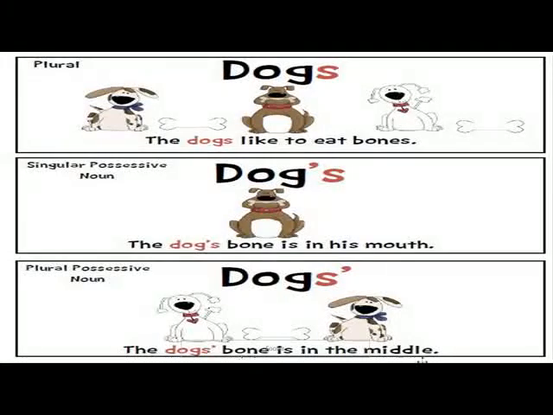The dog's bone is in the middle. Here, the dogs' bone is in the middle. See here, the dog's and the dogs' have the same pronunciation, okay? But here, the place of the apostrophe is changed. Here it is between the dog and the S, and it means I have one dog. If the apostrophe comes after the S, it means I have more than one dog. Okay, I hope it's clear.